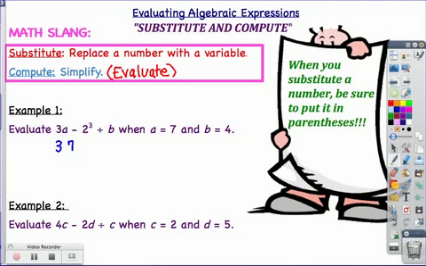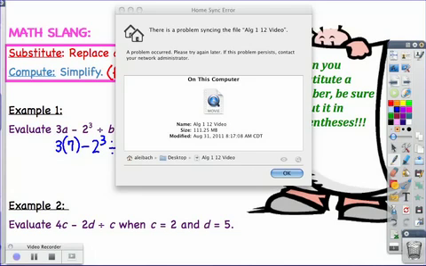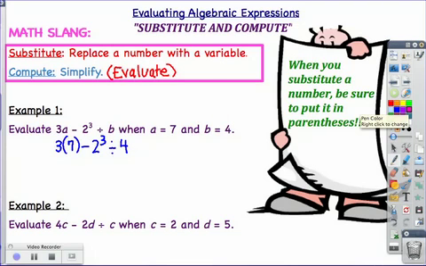Now I can follow order of operations. 2 cubed comes first, which is 8, and I recopy everything else. Next is multiplication and division from left to right, so 3 times 7 is 21, minus 8 divided by 4. Next I do division, so I get 21 minus 2, which equals 19, our final answer.